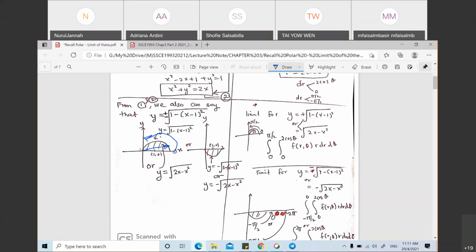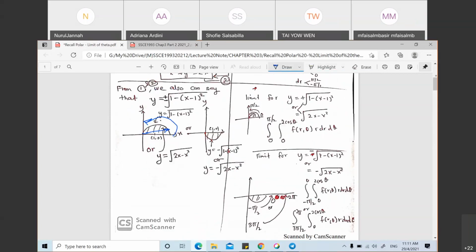Okay, for the negative part, sometimes if the question wants to trick you, they just use the negative section here. The question just restricts a boundary on the negative section. So, like this, you start from the axis here to here. So in this case, you can choose 0 to pi.